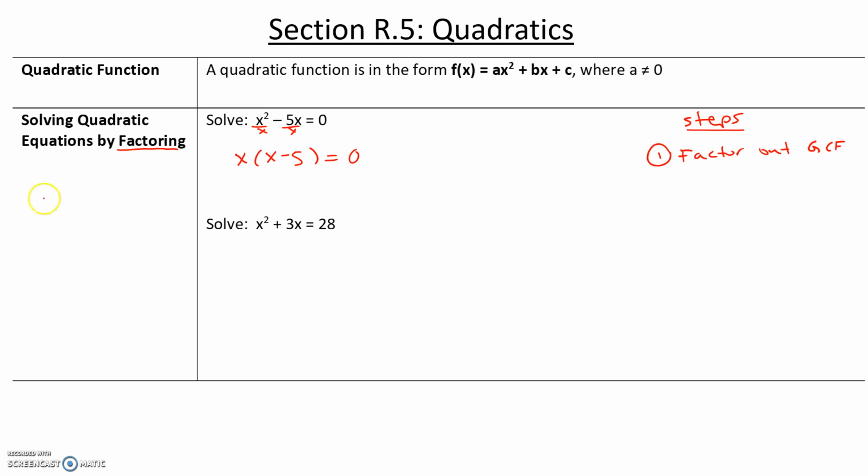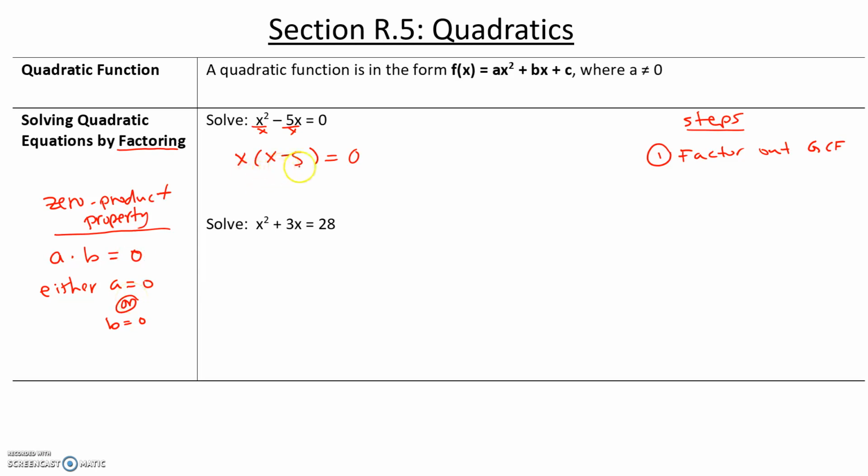At this point, we are going to use something called the zero product property. Here's what the zero product property says. If two terms a and b multiply to be 0, then either a must be 0 or b must be 0, or they can both be 0, but one of them has to be 0. There's no way to multiply two terms and have them equal to 0 unless one of them is 0.